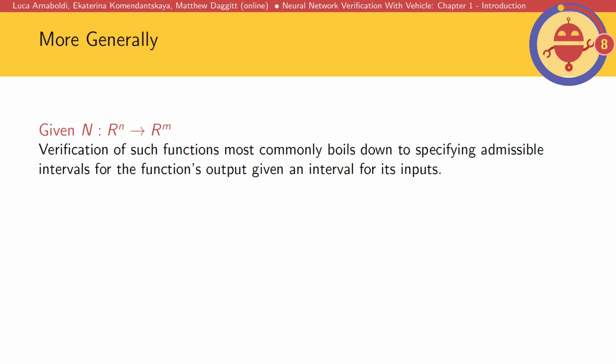And more generally, the way the area is developing now, given a neural network of the type from R^n to R^m, verification of such functions most commonly boils down to specifying admissible intervals for the function's output, given an interval for its inputs. So you've seen for the epsilon ball, we're saying that's the admissible input interval, give me that output. And for ACAS-XU, we were also saying, okay, for these particular values of the vectors bounded like this, could you give me the output of a certain kind?